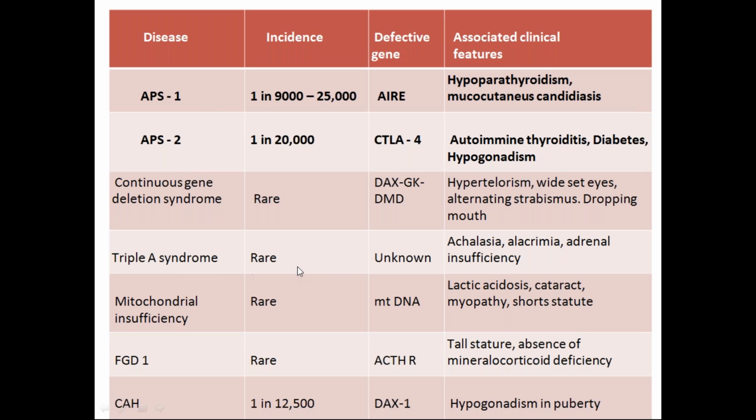Then AAA syndrome, which is achalasia, alacrimia, and adrenal insufficiency. Then mitochondrial insufficiency, lactic acidosis, cataract, myopathy, and short stature.